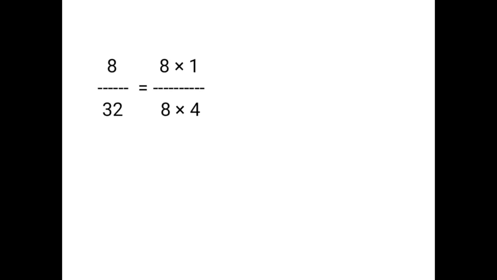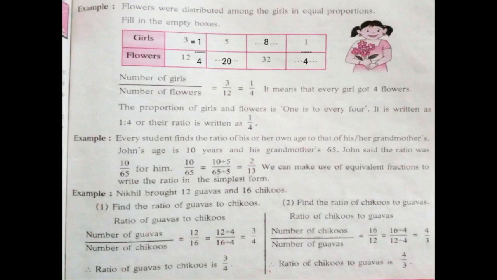8 get cancelled. So what will be the ratio? 1 upon 4. So girls should be how much? If flowers are 32, girls should be 8. So in third column, girls will be 8 if the ratio form is 1 upon 4. So all 4 columns after solving, I am getting the ratio form 1 upon 4. Now we will solve the next example.